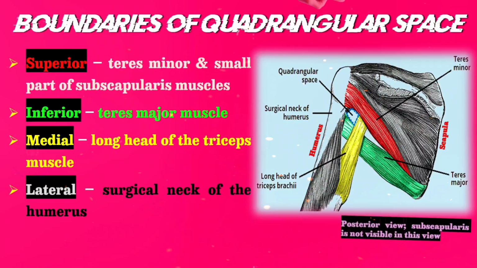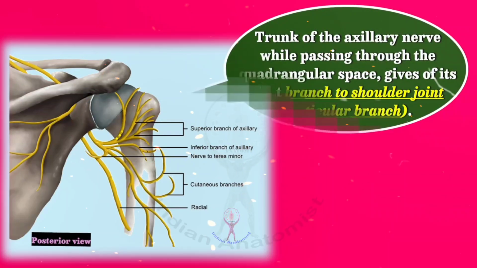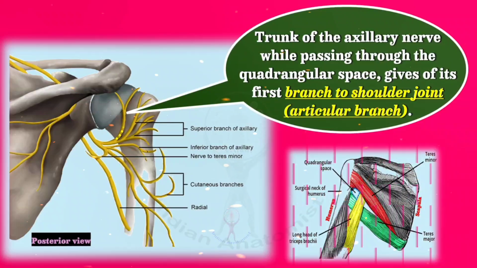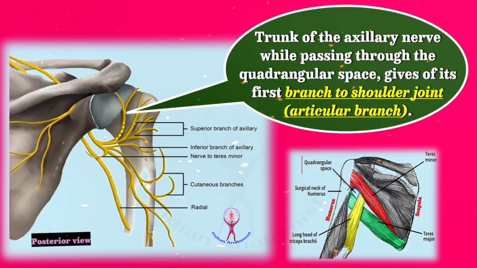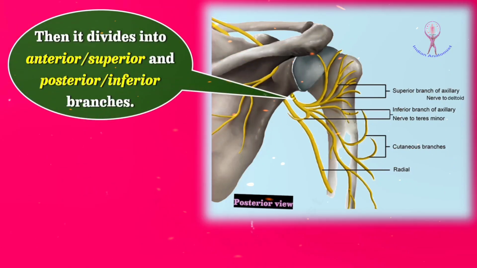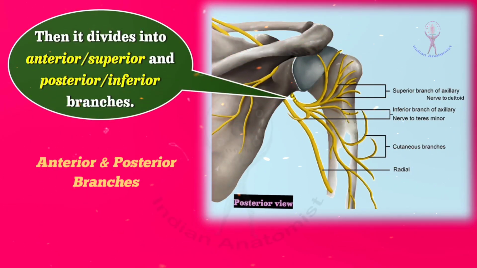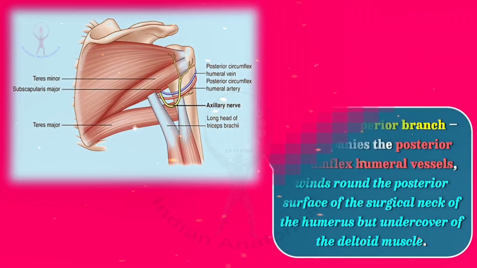Now coming back to the course of axillary nerve. The axillary nerve's main trunk, while passing through the quadrangular space, gives its first branch to the shoulder joint, the articular branch. See the dotted line in the illustration showing the articular branch to the shoulder joint. Then, it divides into anterior or superior, and posterior or inferior branches. Now I will discuss these branches individually. First we'll see the anterior branch.